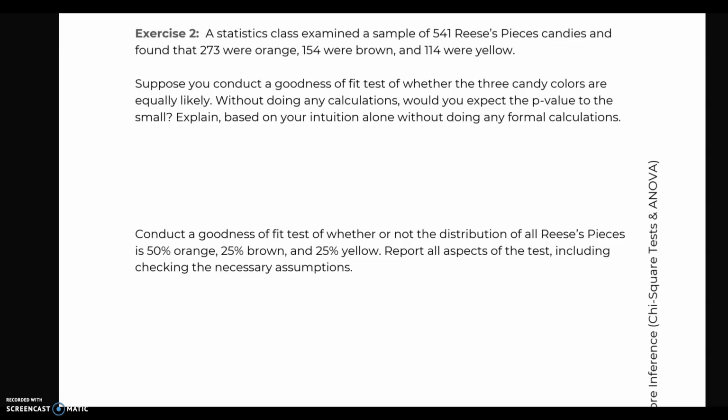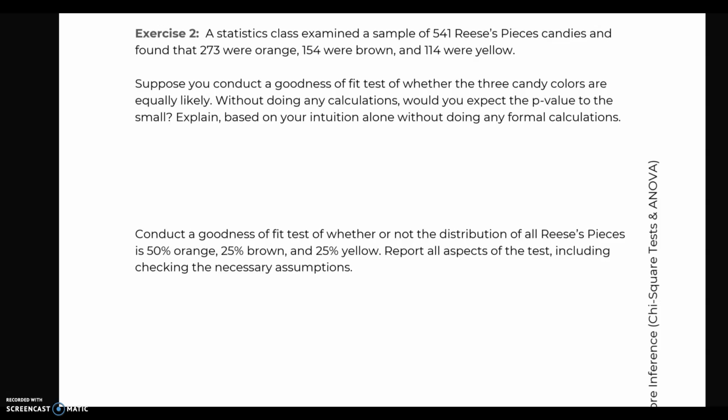We'll go over exercise 2, which is another example of the Chi Square Goodness of Fit test. I will show you how to do it on the TI-84 as well as on StatCrunch. So we're looking at 541 Reese's Pieces candies. We found out there were 273 orange ones, 154 brown ones, and 114 were yellow. So let's say we conduct a goodness of fit to see whether the three colors are equally likely.